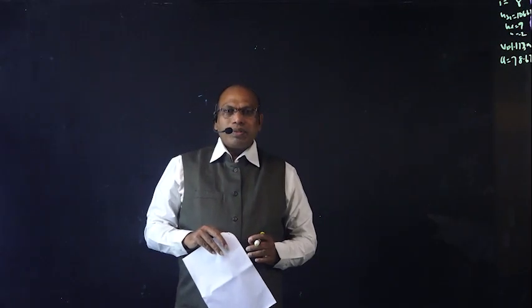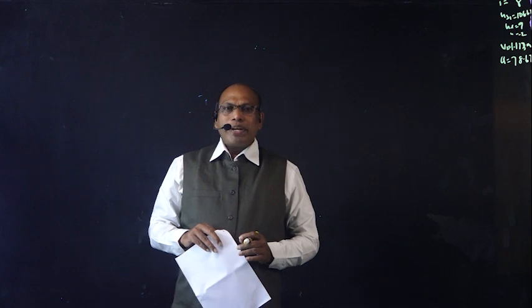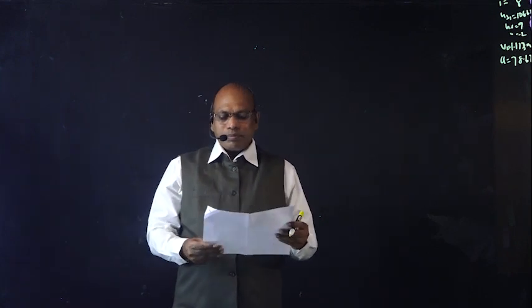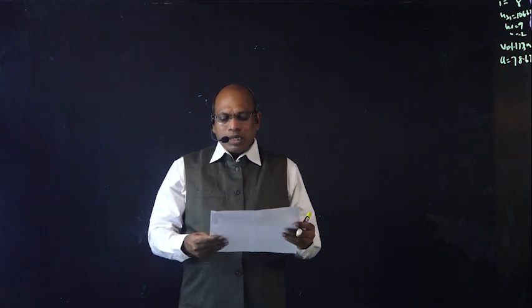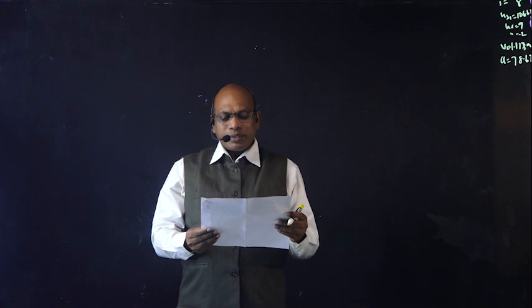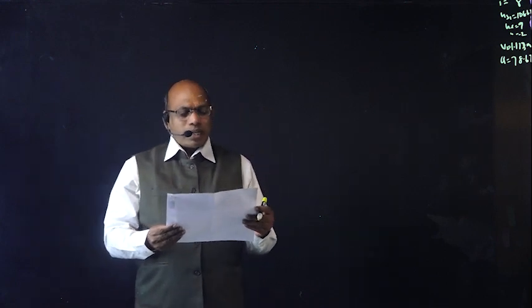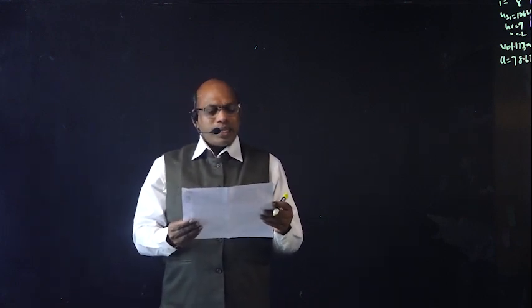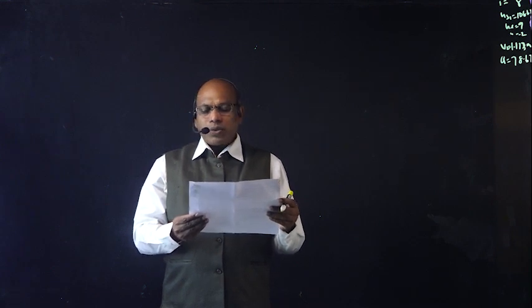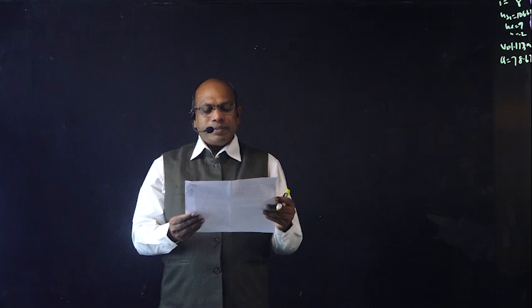Right now we are going to discuss one more problem related to the minor losses. Please note down the problem. A horizontal pipeline 40 meters long is connected to a water tank at one end and discharges into the atmosphere at the other end.